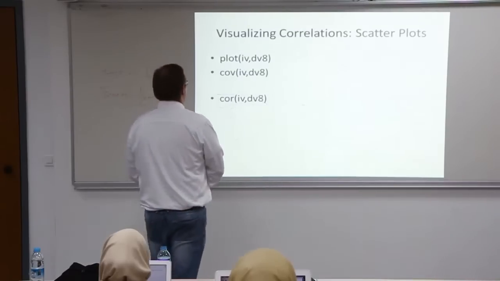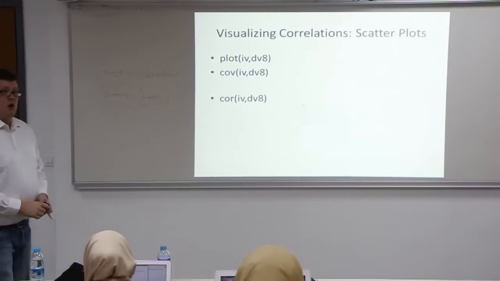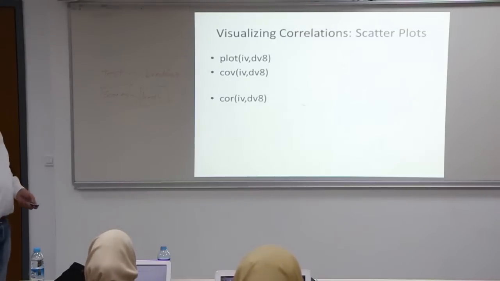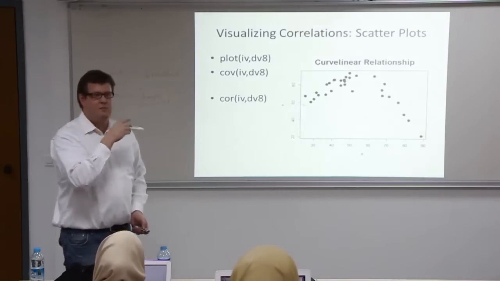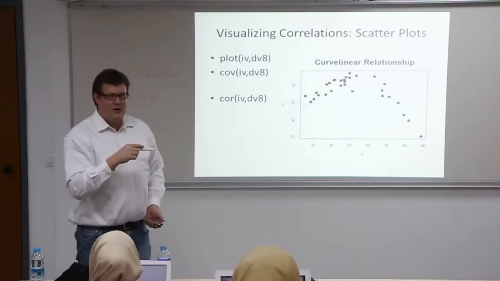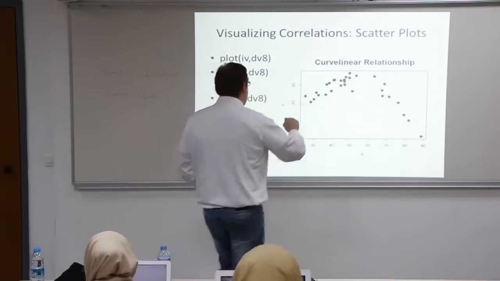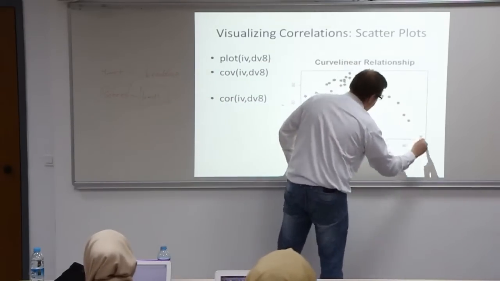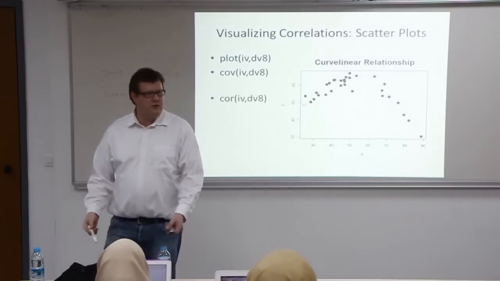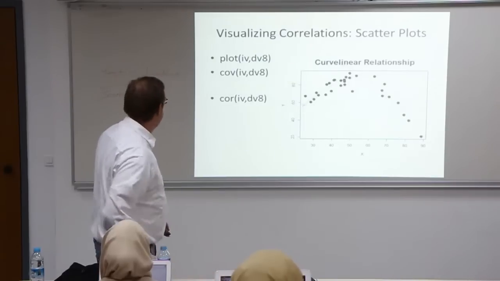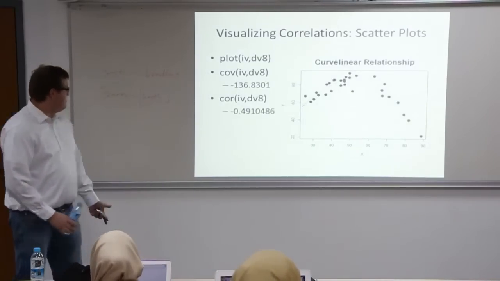All right, how about this one? D8. It's also negative correlation. We have basically the same thing that we did before, but now it's not a perfect curvilinear relationship, right? So if we figured out what curve best described that, not everything falls on that curve. Things are falling off of the curve, so it's an imperfect relationship. Covariance, negative 136. Correlation, negative 0.49.